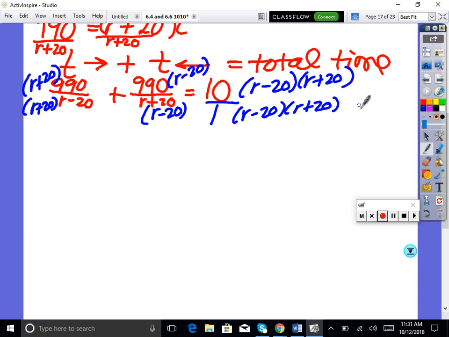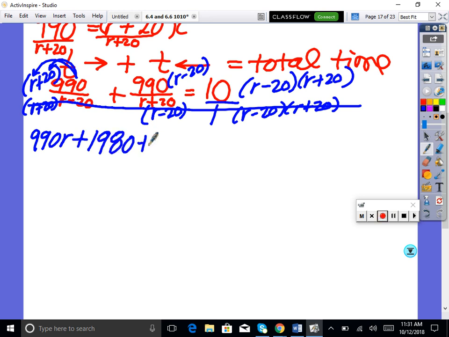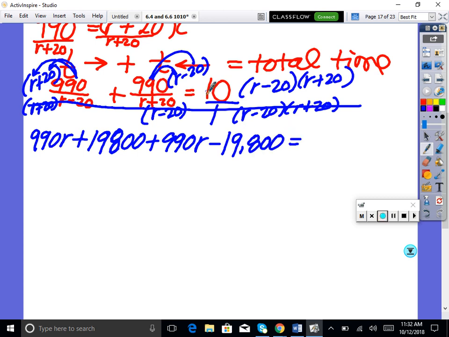Yeah. Okay, so just looking at the numerator here, we distribute: 990 times r is 990r. 990 times 20 is plus 19,800. Oh, my bad. Then we have a plus sign, and 990 times r is plus 990r. And then 990 times negative 20 would be minus 19,800. Do you agree? And that's equal to 10 times all that stuff.